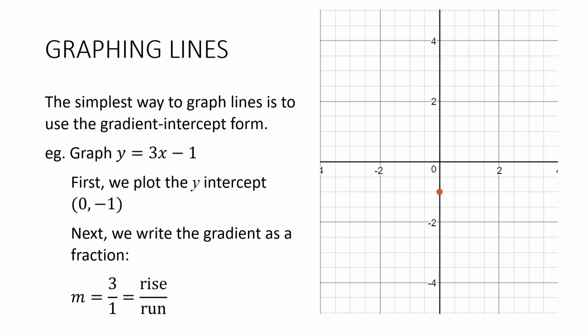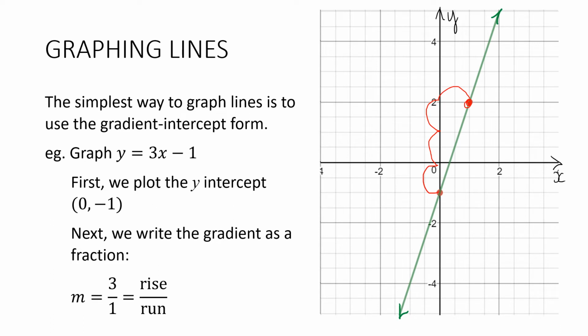So 3 represents the rise and 1 is the run. So from our y-intercept, we're going to go up 3 and across 1 and plot a point. And joining the line through those 2 points, we have our line. Now you should write the equation next to the line.